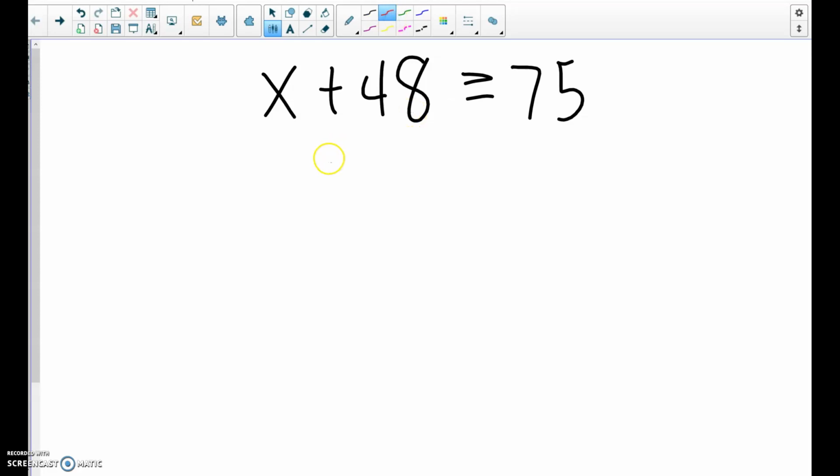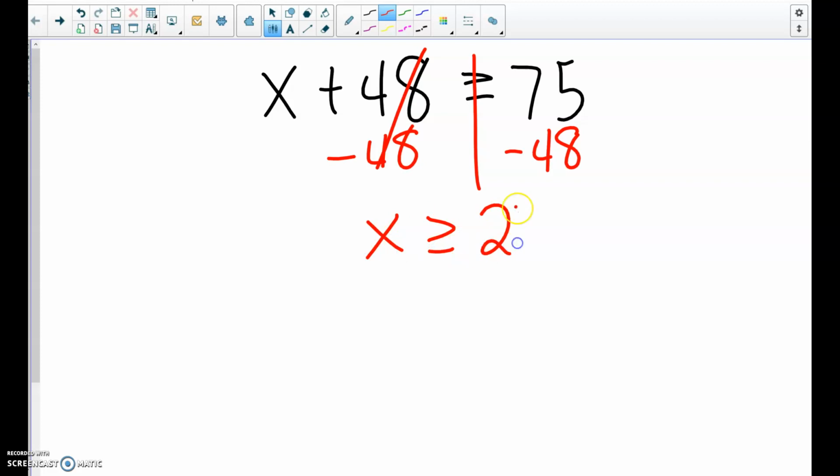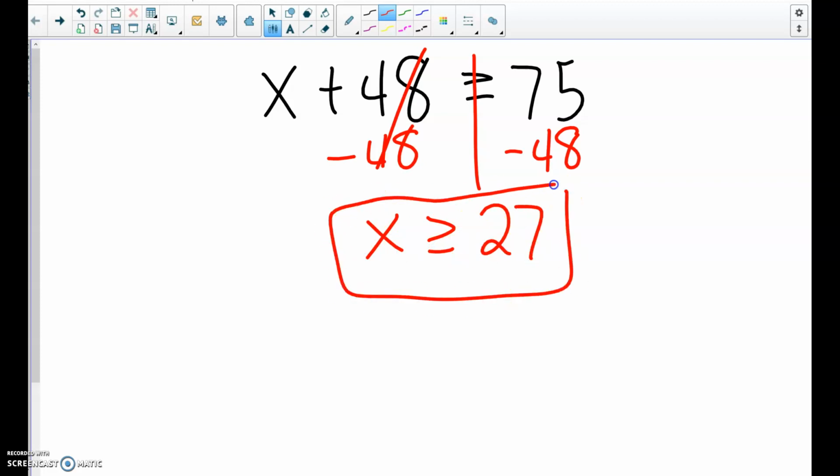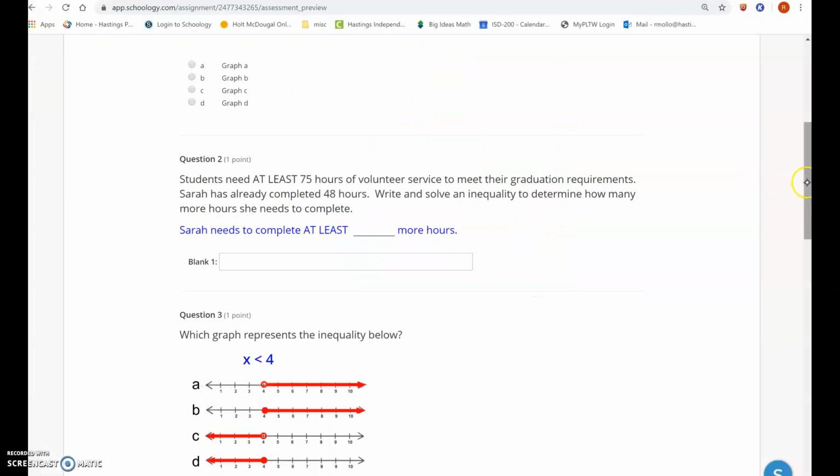Since this says x plus 48, I'm going to end up subtracting 48 from each side. So subtract 48 from this side as well. So I get x is greater than or equal to 27. So she at least needs 27 more hours. Remember, 27 hours or more. 28 hours would be okay, since it would go over the 75 minimum requirement, but 26 is not enough.